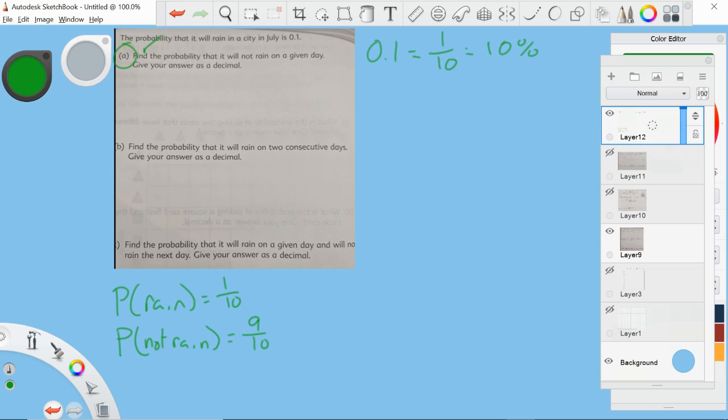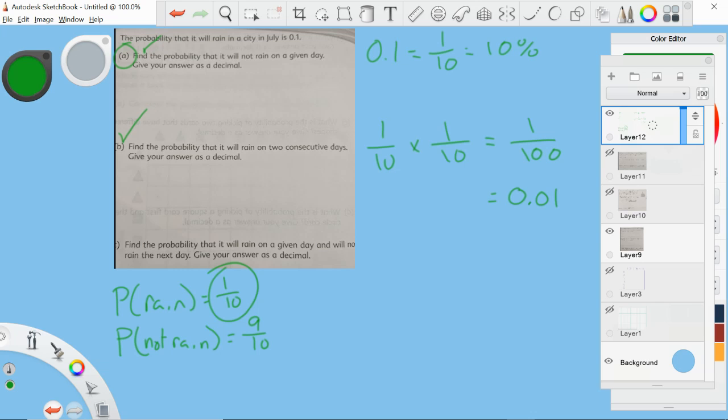Find the probability that it will rain on 2 consecutive days. 2 consecutive days means that we're going to multiply our probability of rain by itself. Rain on the first day, that's 1/10. Rain on the second day, that's 1/10. We multiply them together and we get 1 out of 100. Now it does say to write your answer as a decimal, and 1/100th is 0.01. That's the probability that it's going to rain twice in a row. And of course, we could write this as 1%.